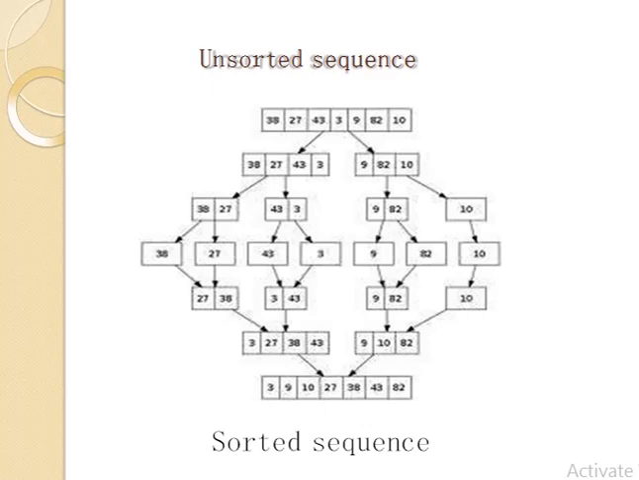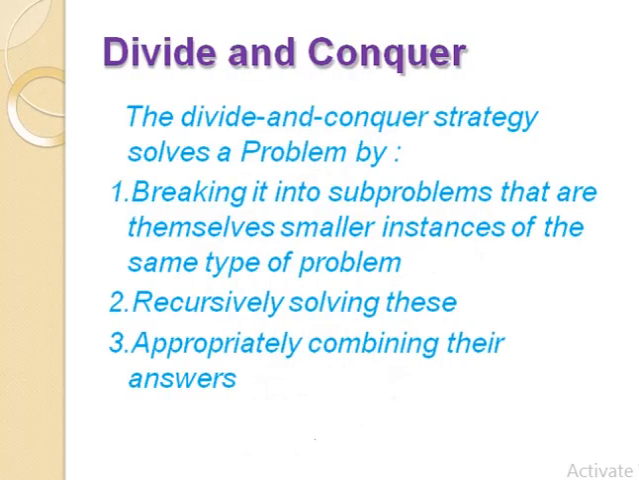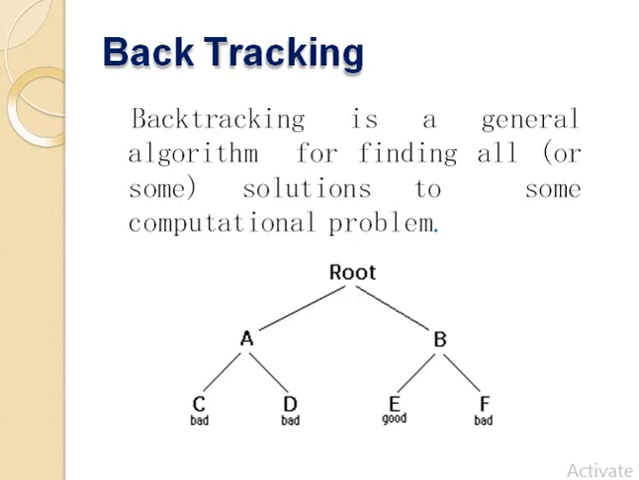Sorting: we have to sort until each and every element gets sorted, till step number 3. After that, combining them to get one single solution in sorted order is called the divide and conquer type of strategy. Next one is backtracking.